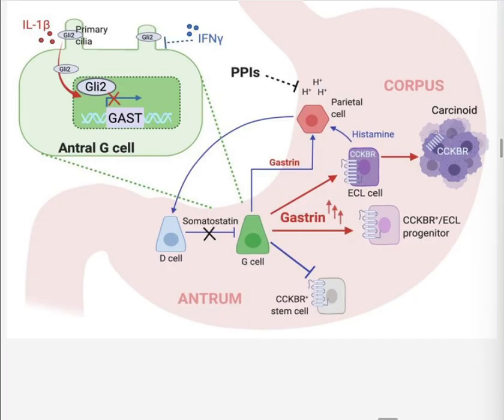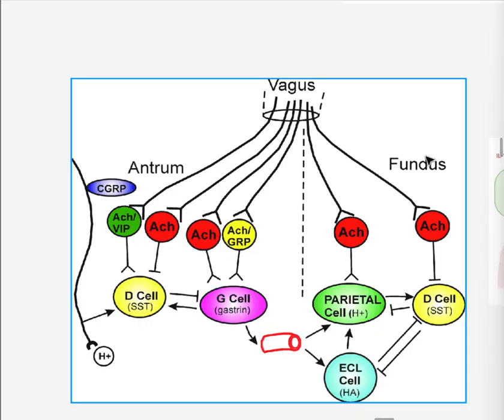So whenever gastrin is released, whenever food enters the stomach, you have proteins or amino acids that are present in the food. This stretches the stomach, and there's vagus nerve stimulation. When there's vagus nerve stimulation, you have the GRP involved here. Whenever food enters the stomach and the protein or amino acids stretch the stomach, there's vagus nerve stimulation through the GRP, which is your gastrin releasing peptide, or acetylcholine. Now, this GRP or acetylcholine acts on the G cells and releases gastrin.